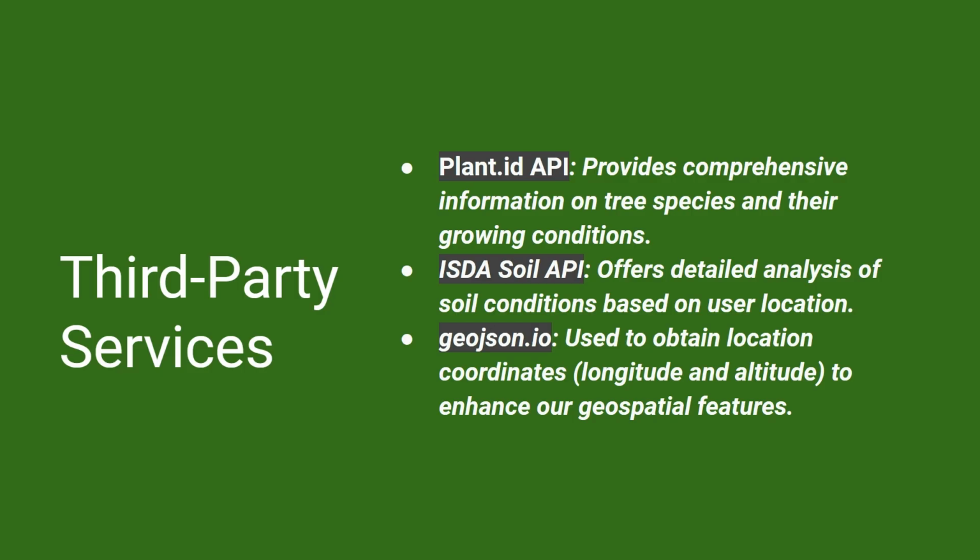The third party services that I will be using will be the Plant ID API, which provides comprehensive information on tree species and their growing conditions. The Soil API offers detailed analysis of soil condition based on user location, and GeoJSON will be used to obtain location coordinates to enhance our geospatial features.